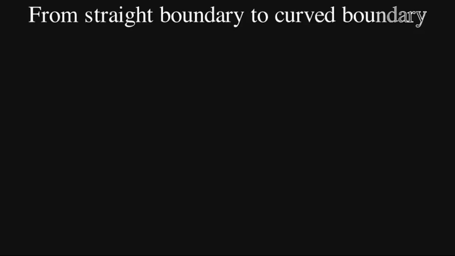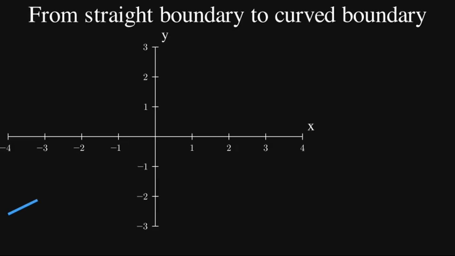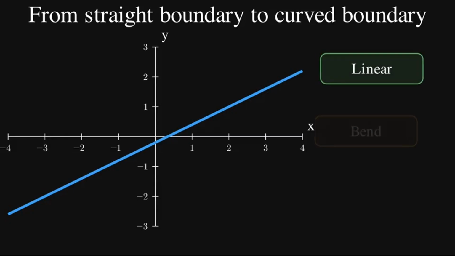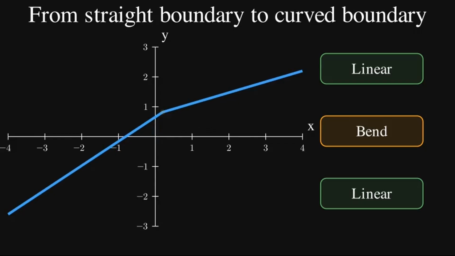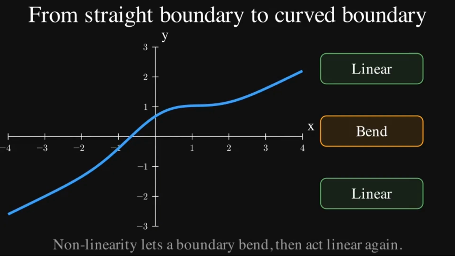And that sets up the next invention. If a straight cut is too rigid, we need a way to build curved cuts while still using the tools we already trust, losses and gradient descent. The natural move is to keep linear pieces but stack them with a bend in between. In the next episode, we invent non-linearity, and we do it in the most minimal way possible.